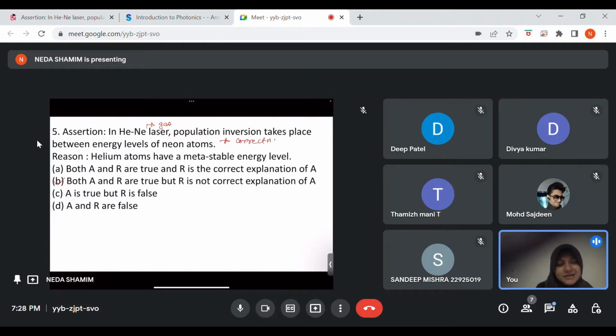So any guesses on how helium neon laser works? Divya, can you answer, please? You know how helium neon laser works? And why are we saying that this correct option is B? Why is the reason not the correct reason for the assertion?